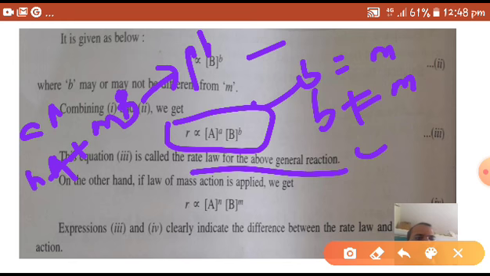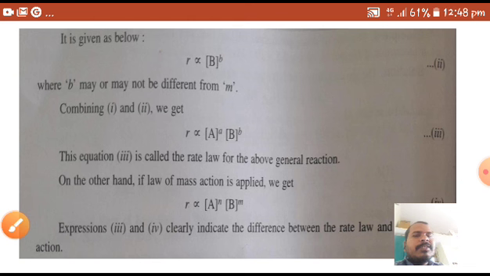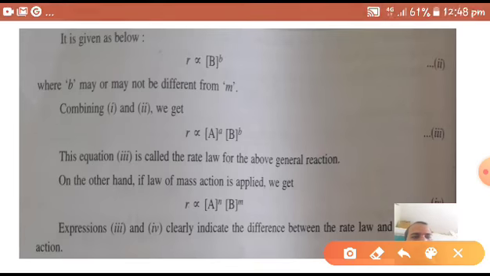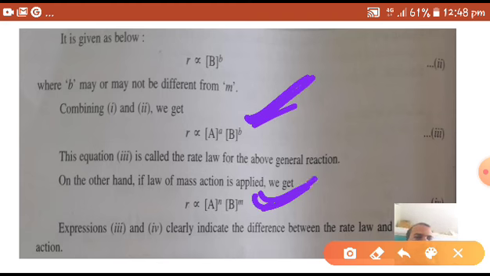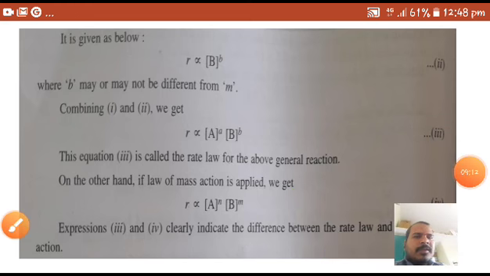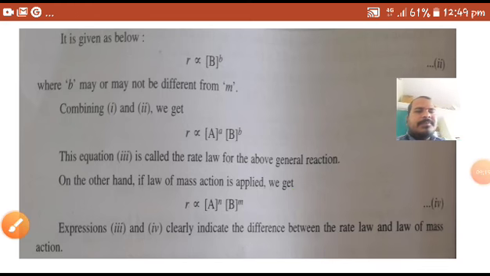On the other hand, if the law of mass action is applied, the rate law would be like this: the rate depends upon the concentration terms of the reactants. So from equations 3 and 4, the third is the rate equation or rate law, and the fourth is the law of mass action. These are two different things.